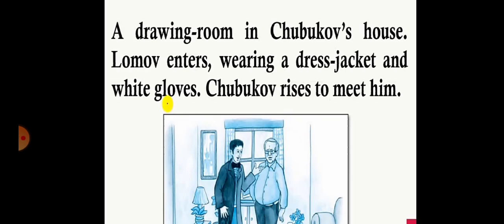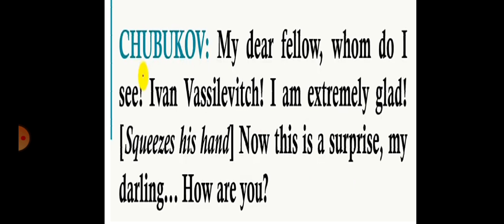Lomov enters wearing a dress jacket and gloves. Chubukov rises to meet him. So when Chubukov was sitting in the drawing room, Lomov entered the house wearing a dress with a jacket and white gloves in his hand, and Chubukov rises to meet Lomov.